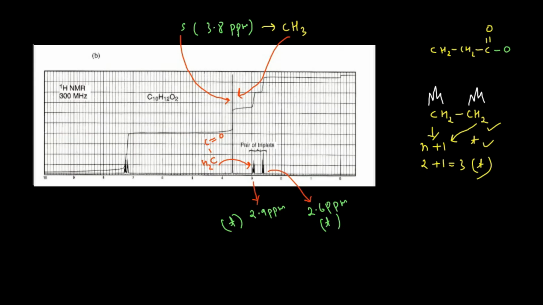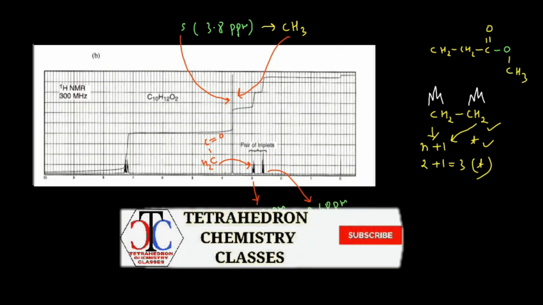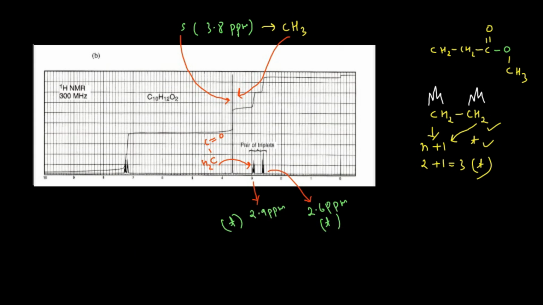And you know, only CH3 can produce this type of signal. And this CH3 must be connected to a highly electronegative atom because it is resonating at 3.8 ppm. So what I can do is connect this oxygen with the CH3. So this could be one fraction of this molecule. And then what you are left with is the benzene ring. So you can connect this with the benzene ring.